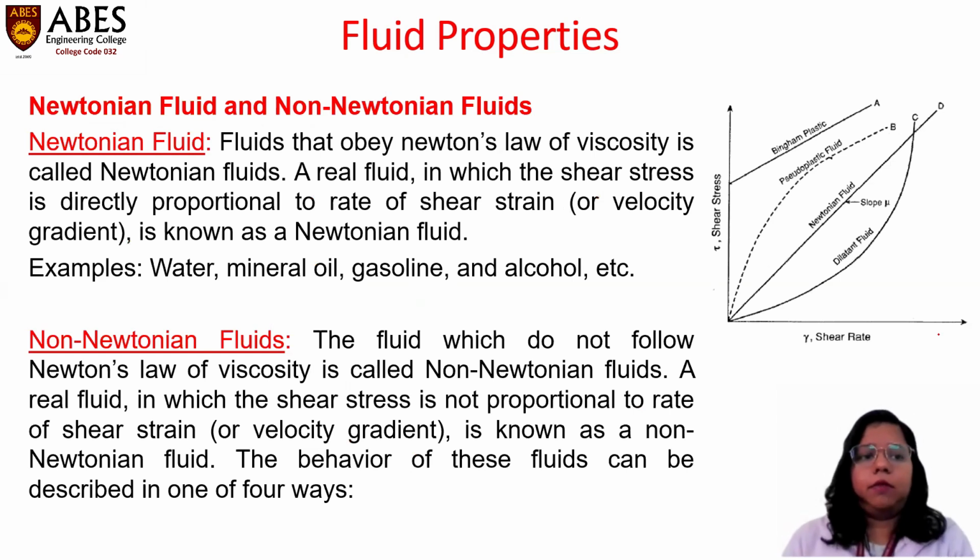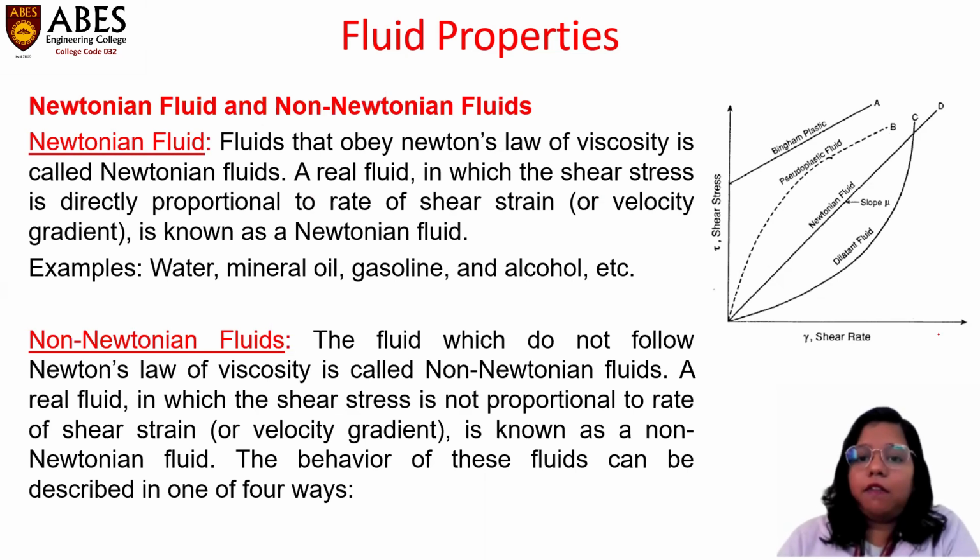Next are the types of fluid, which are of two types. One is Newtonian fluid and the other one is non-Newtonian fluid. How can we categorize these two types of fluid? We can categorize on the basis of Newton's law of viscosity, which we have studied just now. So what are Newtonian fluids? Fluids that obey Newton's law of viscosity are called Newtonian fluids.